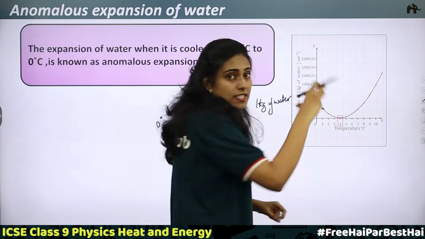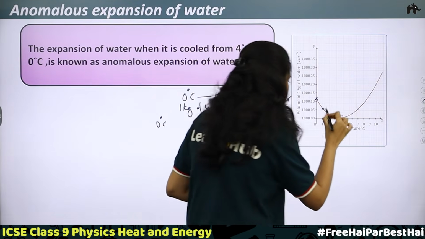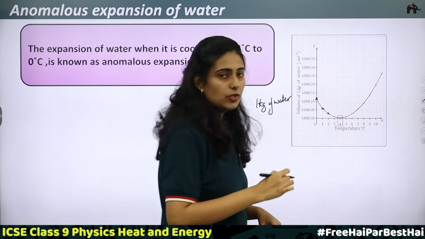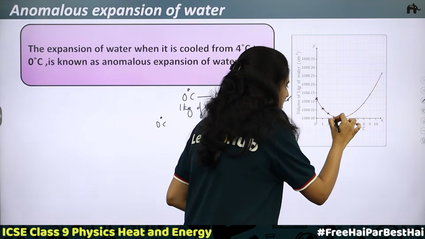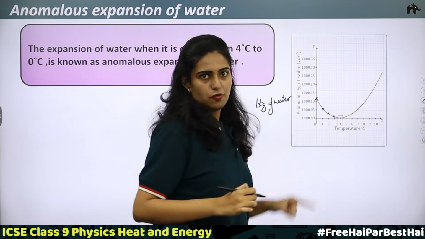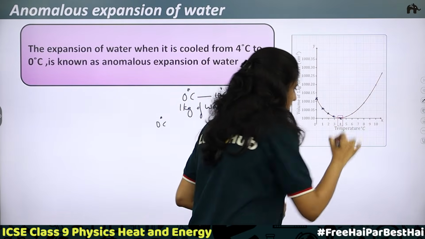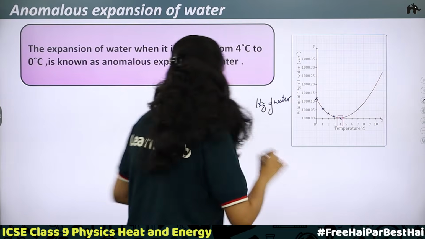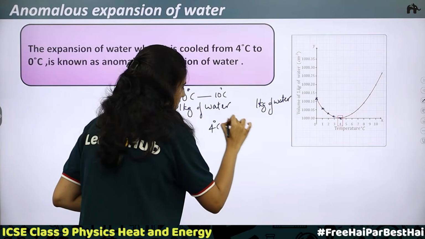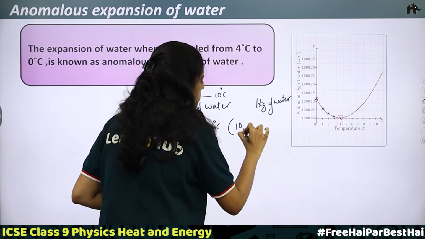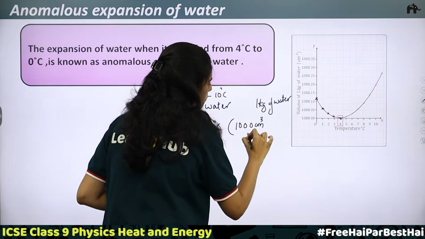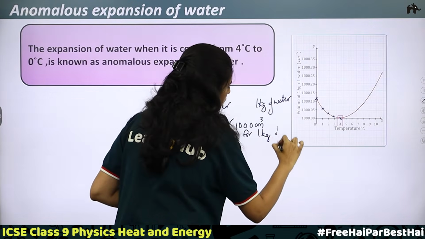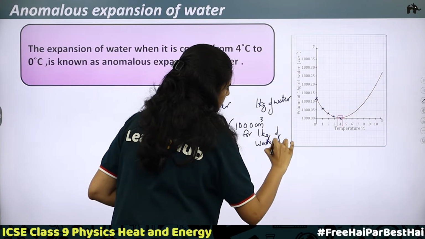At 2 degrees Celsius, it has again decreased. Volume in centimeter cube has again decreased. It has become 1000.03. At 3 degrees Celsius, again decreased to 1000.01. At 4 degrees Celsius, the volume has become 1000 centimeter cube. So you can see that at 4 degrees Celsius, the volume is 1000 centimeter cube for 1 kilogram of water.